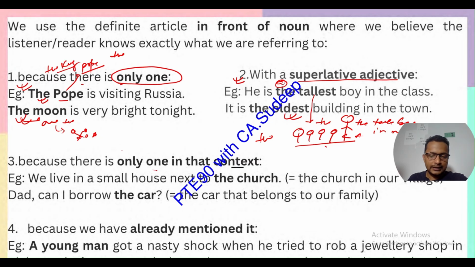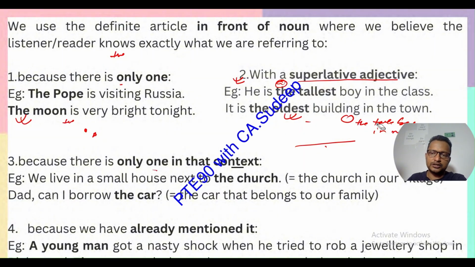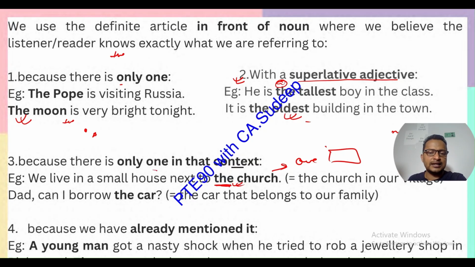And then there are other rules also. For example, if there is only one in the context, in that context also you use "the". For example, we live in a small house next to the church, meaning we assume there is only one church in that particular village. So in that context, you put "the church". You are not saying "a church". If you say "a church", then that is not known.